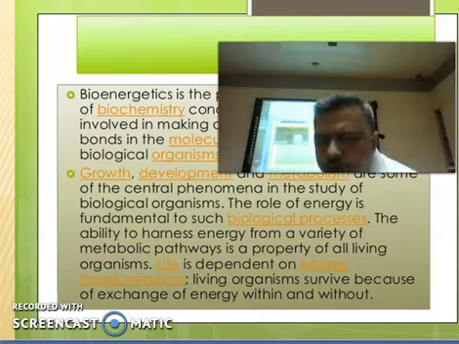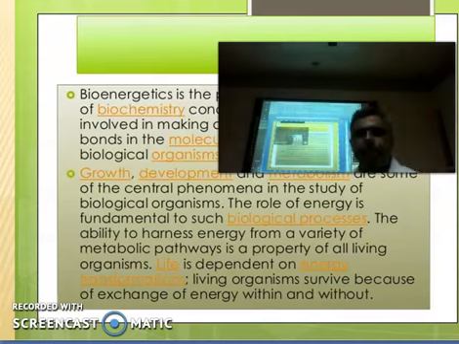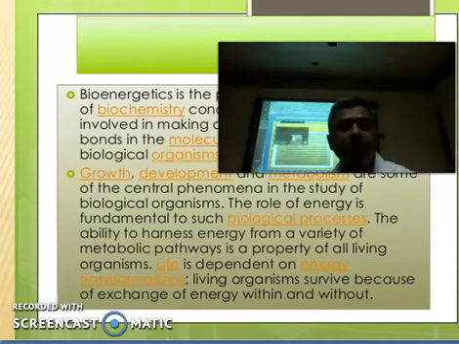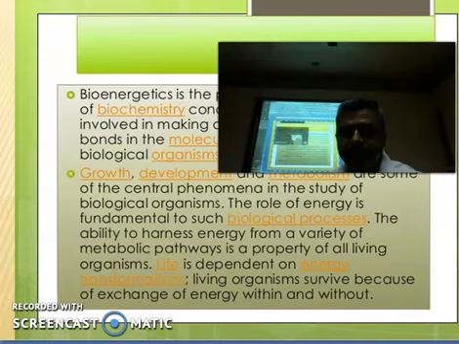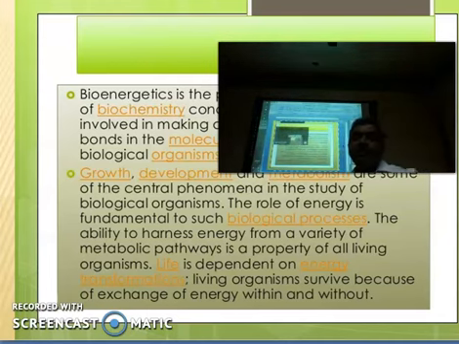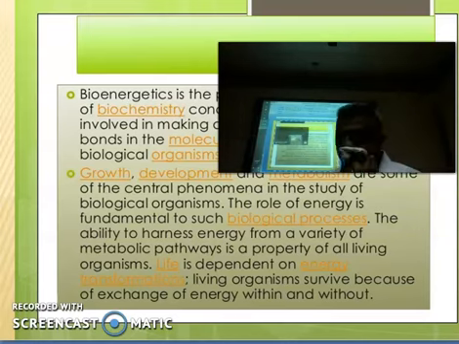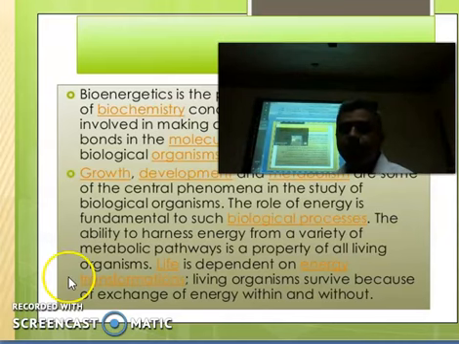The ability to harness energy from a variety of metabolic pathways is a property of all living organisms. Life is dependent on energy transformation. A living organism survives because of the exchange of energy within and out. Okay, so this is about the bioenergetic concept, and we will continue with this.